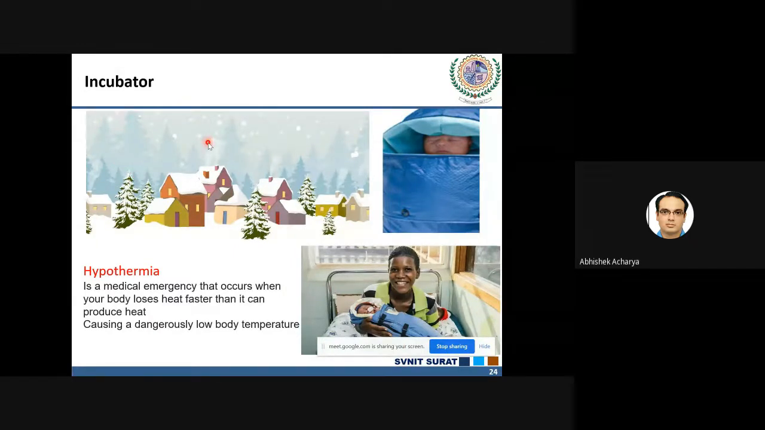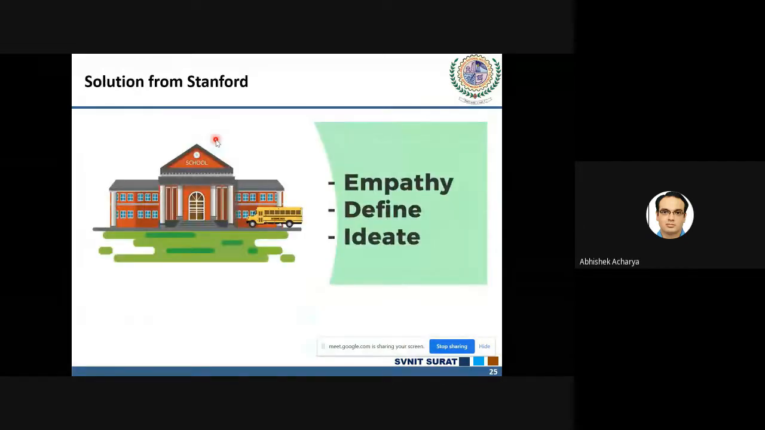So this problem was taken up by Stanford University, and they applied the process of design thinking in order to solve the problem. So they empathized, they defined, and then they ideated. Okay, so these processes of empathize, define, and ideate are basically similar to what we have discussed.